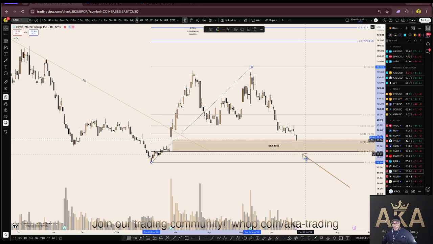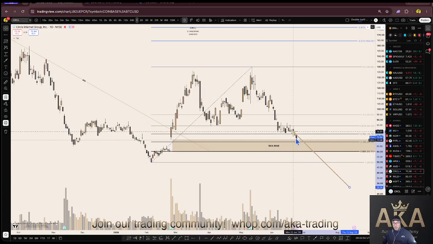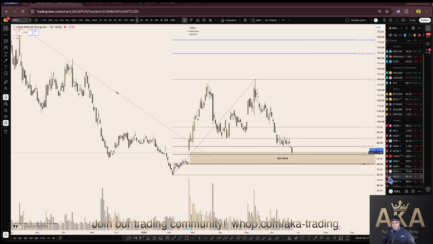Fantastic. We are sitting now in our DCA zone. So I'll buy in a little bit at 70. I'll buy a little bit at 65. I'll buy a little bit at 60. And maybe I'll buy a little bit at 55 if it gets down there. Okay, so Circle is on. Circle is active as a stock play.